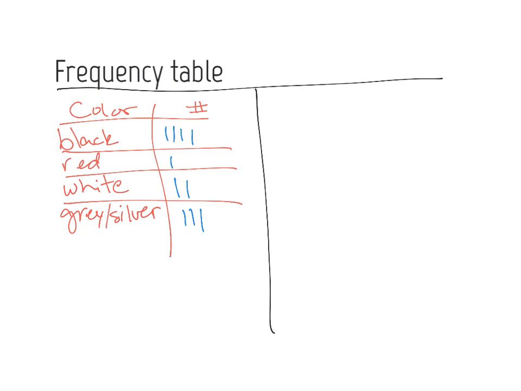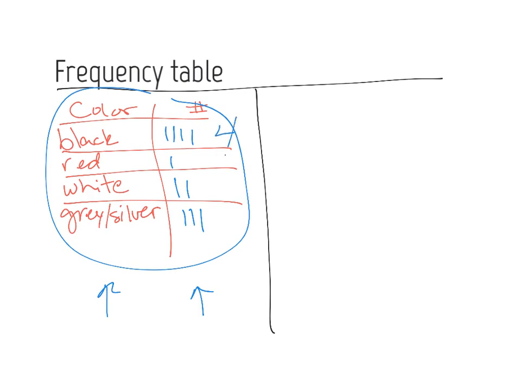So a frequency table basically is exactly this. You have what it is you were looking for and the number. And these, we use tally marks. You could use actual numbers, just like that. Or let's try a different one.